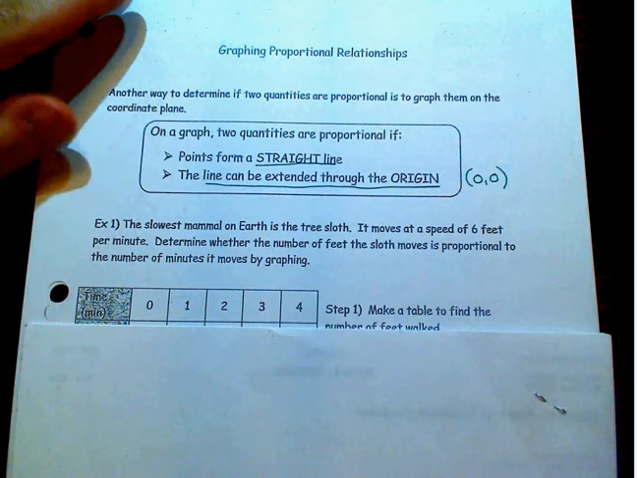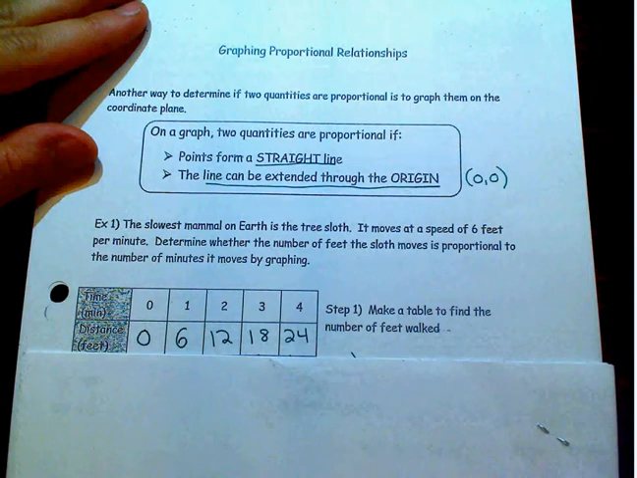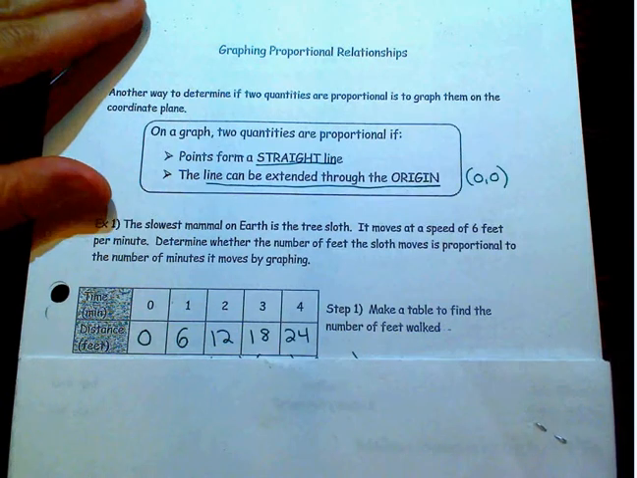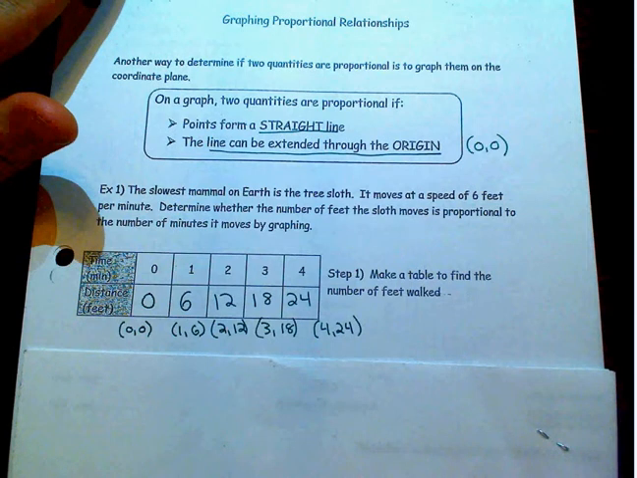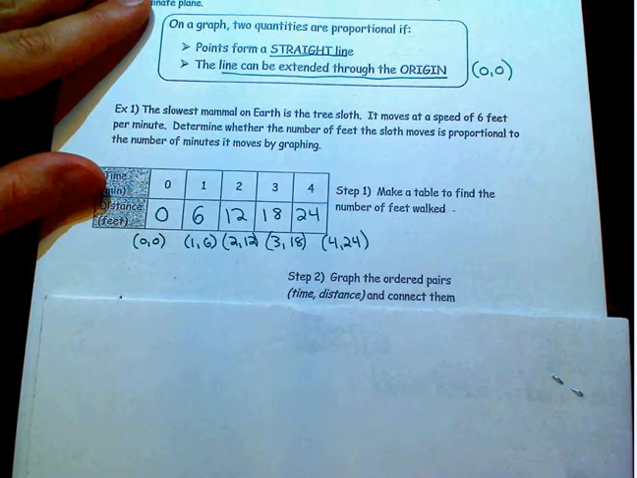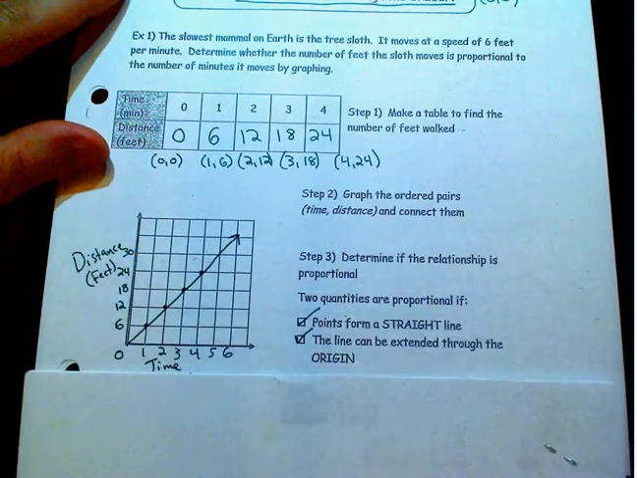Now, you should have gone through and found these answers. In 1 minute, it'll travel 6 feet, 2, 12, 3, 18, and 4, 24. Which gives us our coordinate points of 0, 0, 1, 6, 2, 12, 3, 18, and 4, 24. Now, looking at that, I want you to go through and graph those ordered pairs in time and distance and connect them. Pause the video and do that now. As you go through, your graph should look like this.